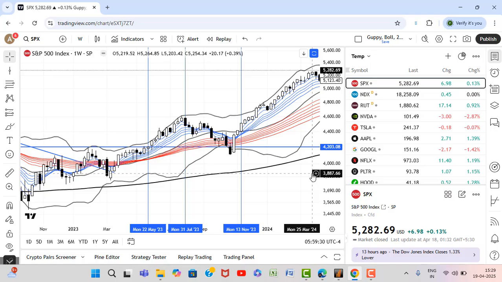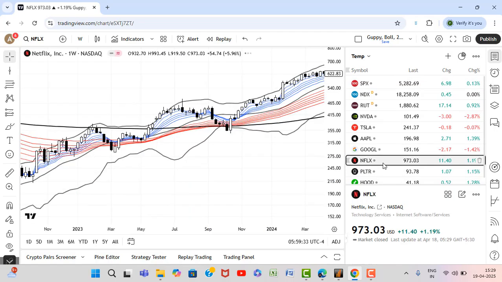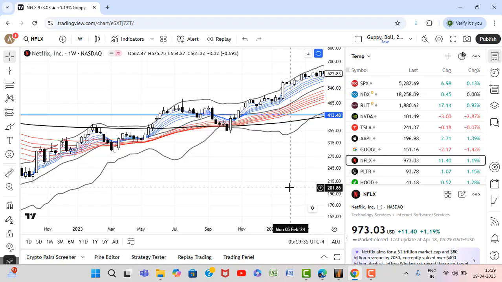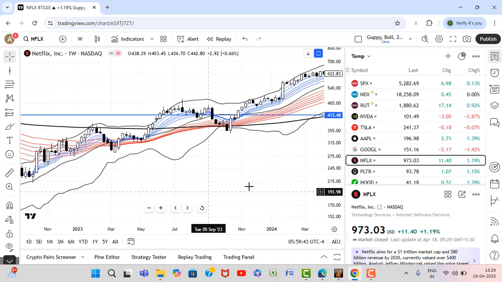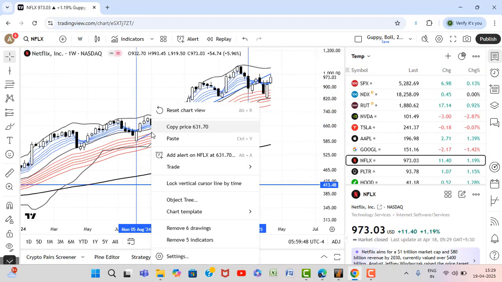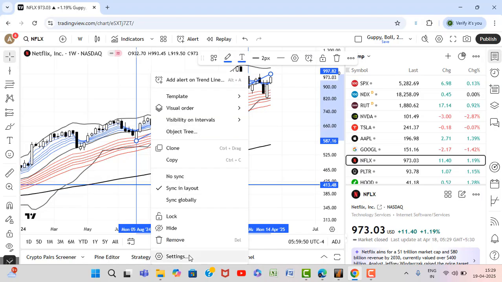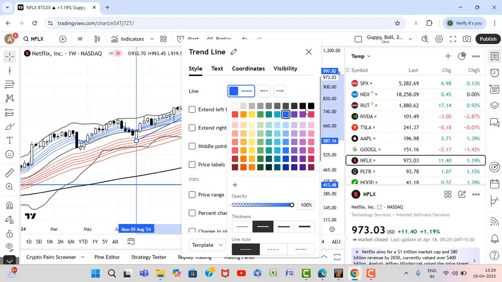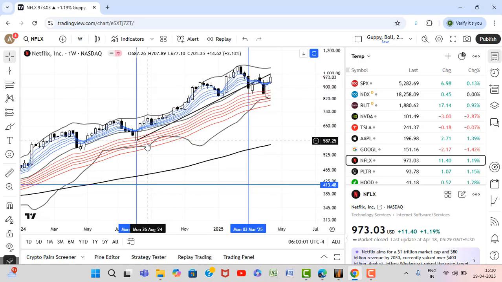Let's see a Netflix example. Dailies, from August 5, 2024. So let me change the color of the trend line. So this black line is an upsloping trend line. The one we just saw was a downsloping trend line.